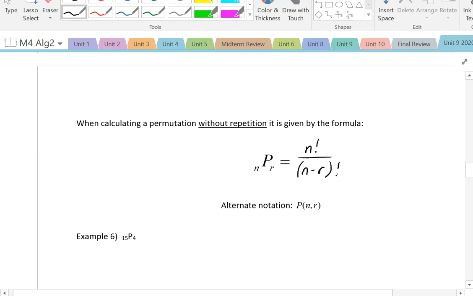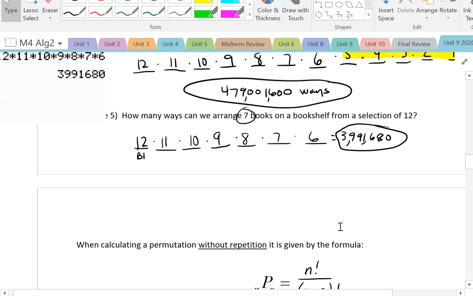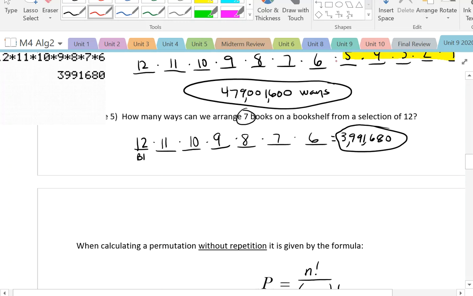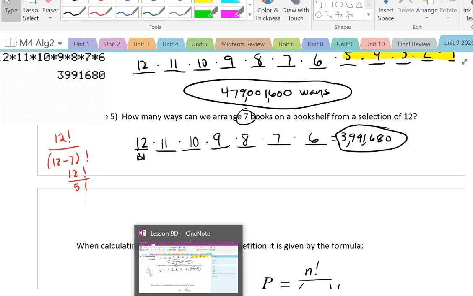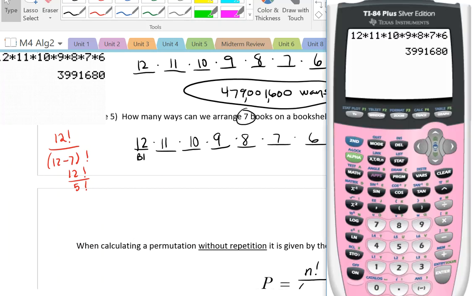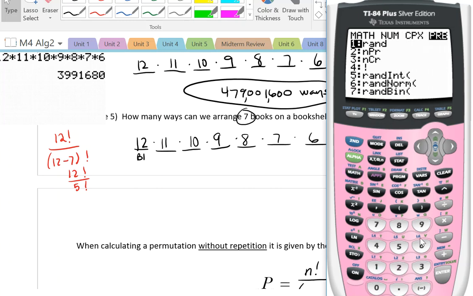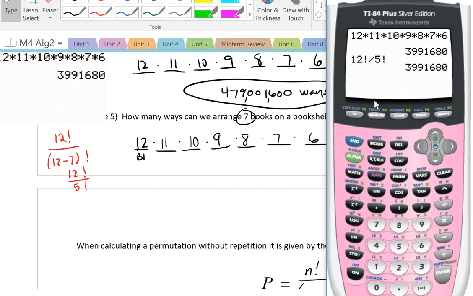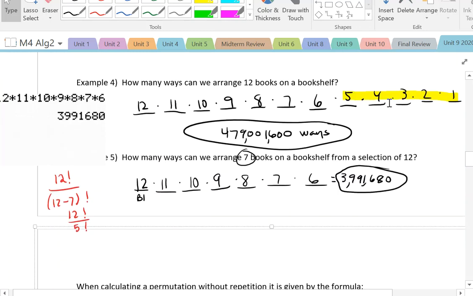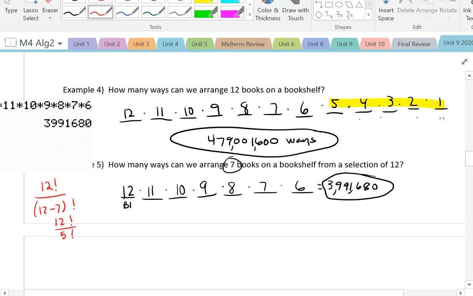r) factorial. An alternate notation you sometimes see is P(n, r). So let's go back to the previous two examples and do them with this formula. This would be 12 factorial over (12 minus 7) factorial, which is 12 factorial over 5 factorial. There are parentheses around that, so you need to make sure you do that subtraction first, and it does not distribute. So 12 factorial divided by 5 factorial. There's that same answer because I have eliminated these options.